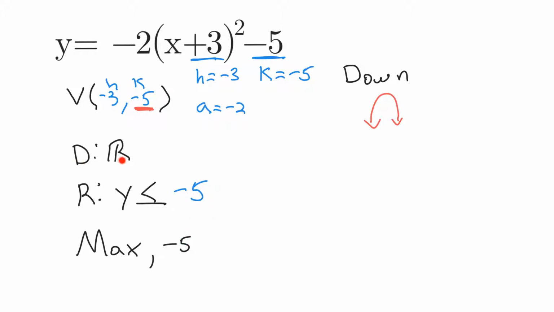So we do have domain, all real numbers. My range, y is less than or equal to, because it's going down, -5. And then it is a max, because it is a maximum point when you guys have the parabola going down. If the parabola is going up, then you guys have a minimum point. And we talk about those minimum and maximum on my previous videos, so check out that standard form for quadratic equations, and you guys will understand min and max.